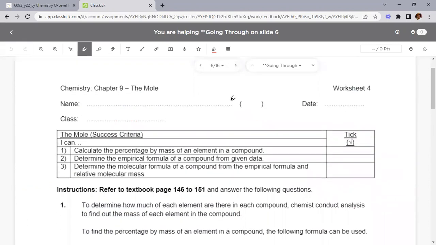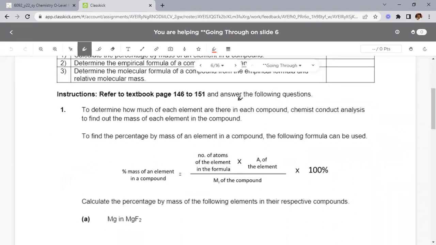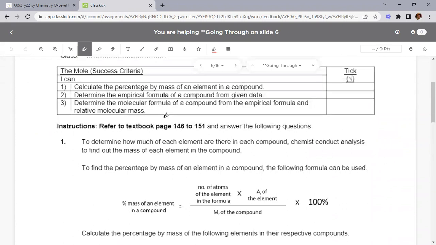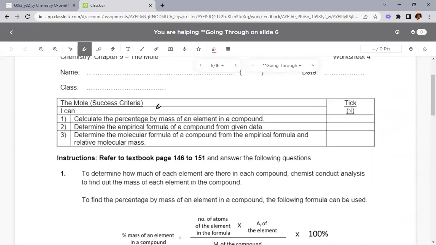So I'm going to do this last part in the next 15 minutes. We're going to learn how to calculate the percentage by mass of an element in a compound. This is a bit of proportion, percentage proportion. Then hopefully we will be able to do 2 and 3. I will go through what exactly empirical formula is and how we can derive the molecular formula of a compound from its empirical formula.